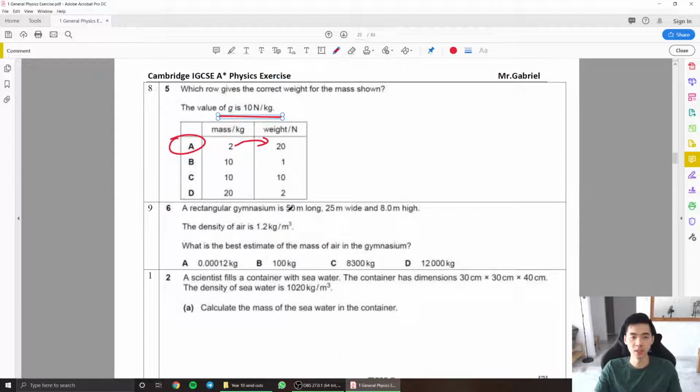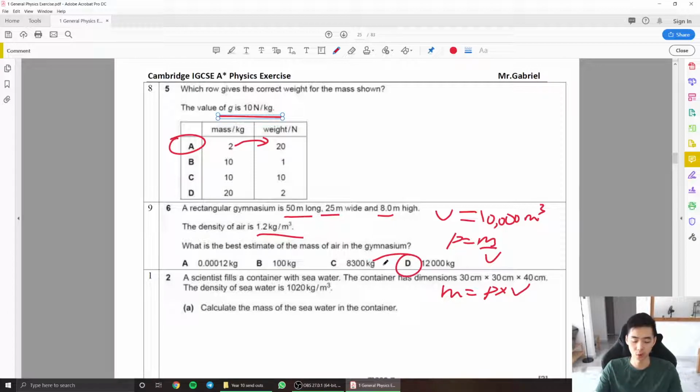The rectangular gymnasium is 50 meters long, 25 meters wide and 8 meters high. You find the volume first, which is 50 multiplied by 25 multiplied by 8. Volume would have been 10,000 meters cubed here, right? The density of air is 1.2. What's the best estimate of the mass of the air in the gymnasium? There's no need for estimation. Density is equal to mass over volume. Mass would be density multiplied by volume. 10,000 multiplied by 1.2, you will get exactly 12,000 kg here, right?